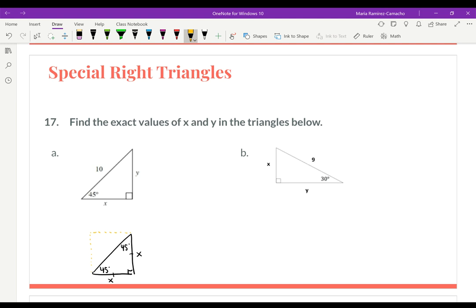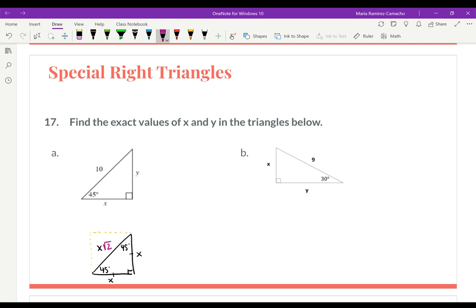Now, way back when we first learned about special right triangles, we used the Pythagorean theorem to find that diagonal length. And in general, when your base and height are x, the length of that diagonal is just that value x times root 2.